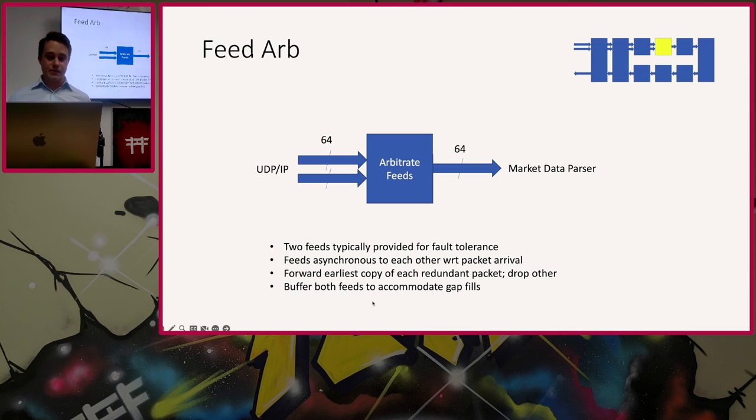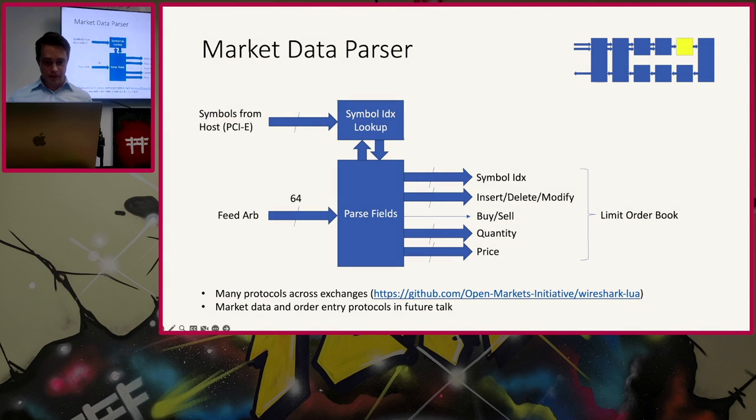Now, if there is a gap in the market data, if we've buffered the two feeds, we can fill that gap with data from the buffer. Okay, so now we're getting into the parser. So we have our single feed now. And the parser basically takes the payload data and breaks it into all its individual fields so we can actually act on those fields.